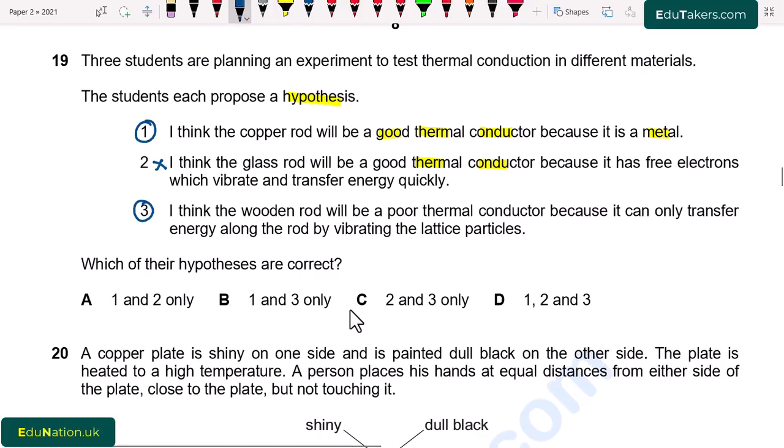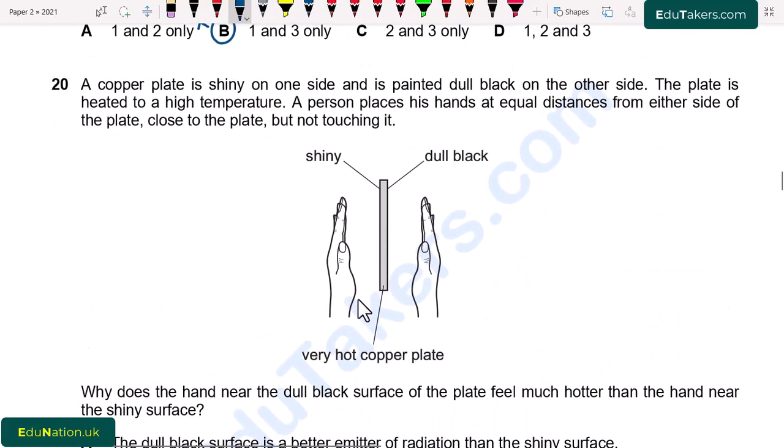So option A, 1 and 2 only, is incorrect. B, 1 and 3 only. So this option is correct. Question number 20.